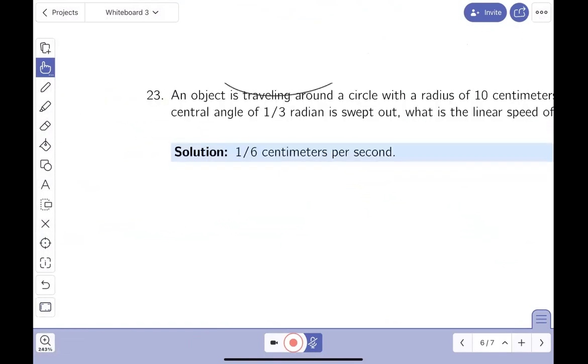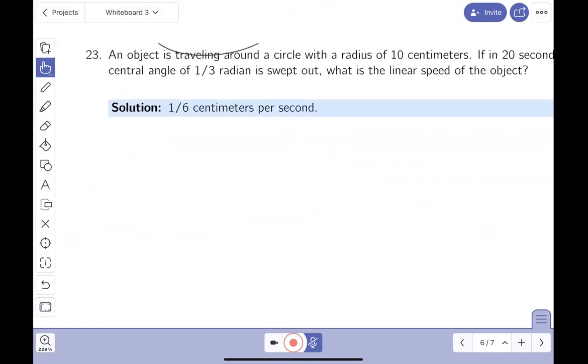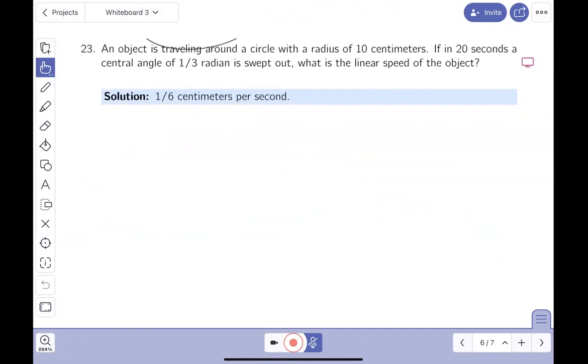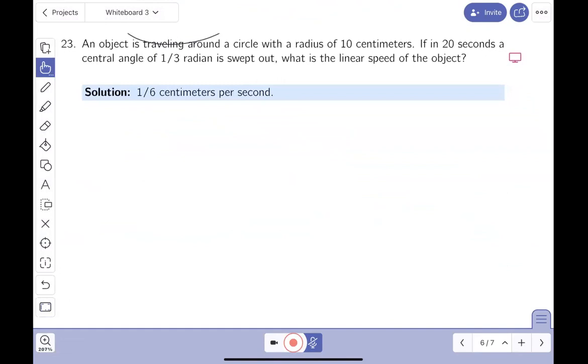An object is traveling around a circle with a radius of 10 centimeters. If in 20 seconds, a central angle of 1/3 radian is swept out. Let me write this down. And again, you might say, I can't remember any of this material. It's like you're giving me something I've never done before. It happens. People can't remember. But I'm going to say that's an omega. What's omega? Angular velocity.